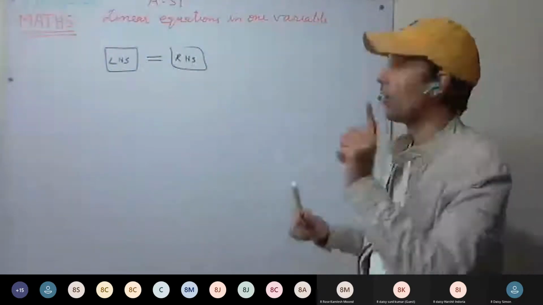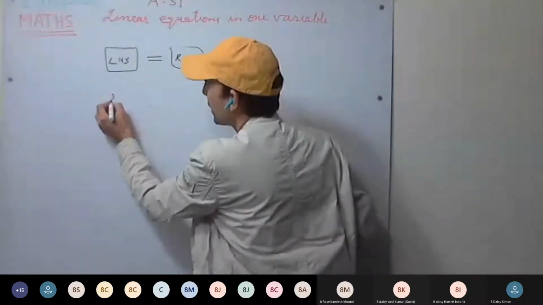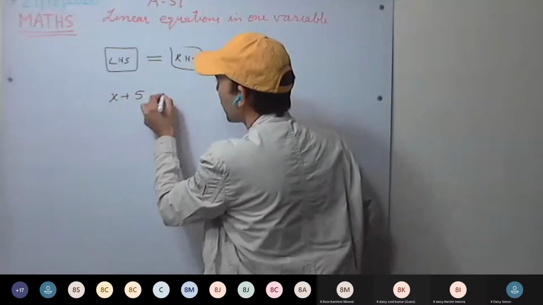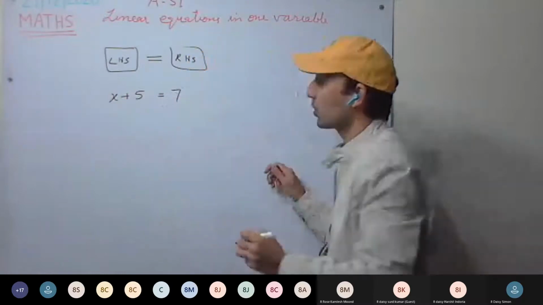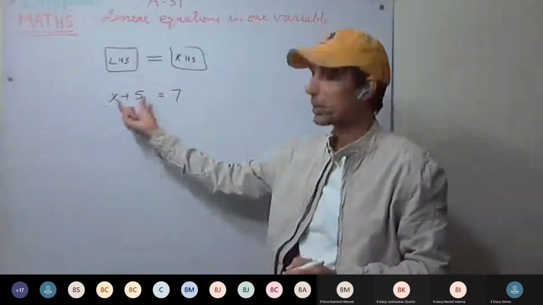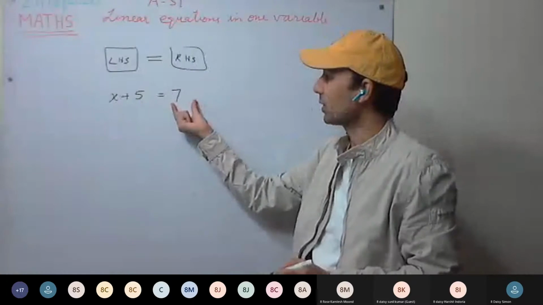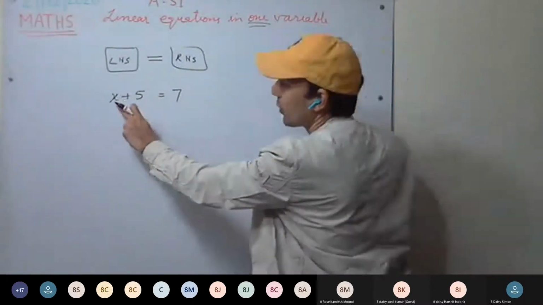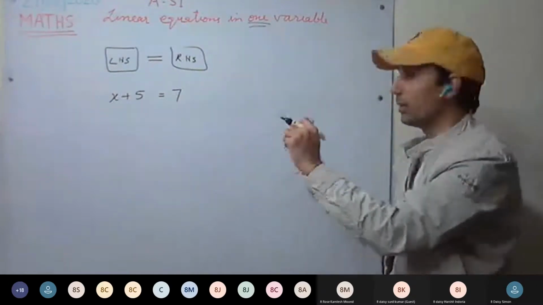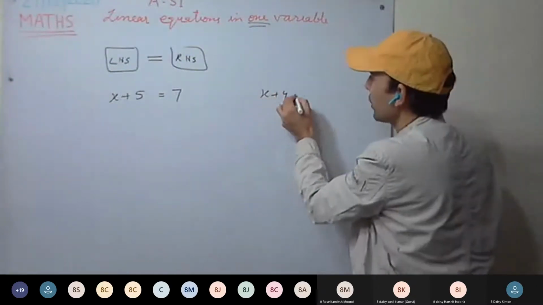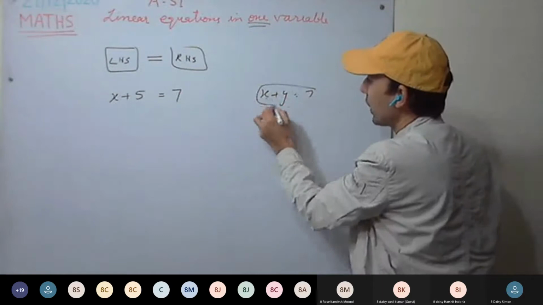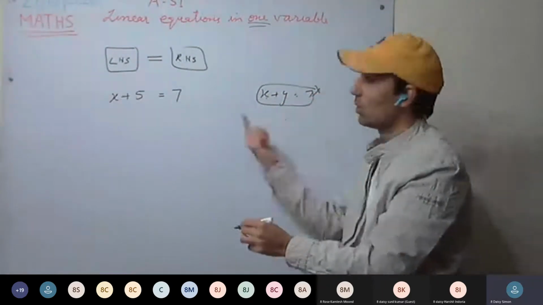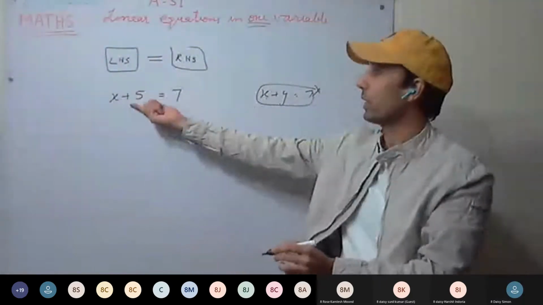One variable means we are having only one variable. For example, I write x plus 5 equal to 7. This is one algebraic expression, this is the other. How are they related? By the equal sign. And how many variables? One variable, that is x. If I write x plus y equal to 7, how many variables? Two variables. We won't be discussing these. We will be limited to one variable.